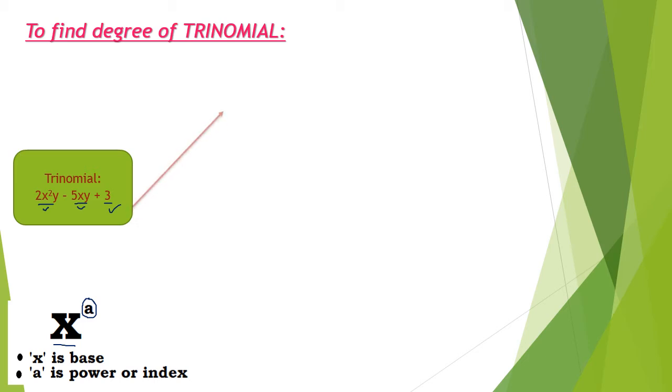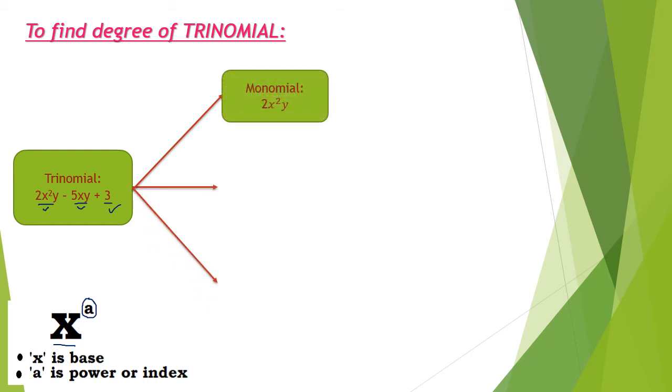Now let's divide this trinomial into three parts. Let's consider the first monomial, that is 2x square y. 2x square y is a single monomial. So let's find the sum of the powers of the variables. Sum of the powers of the variables will be 2 plus 1, it will be 3, isn't it? x has the power 2, y has the power 1, so it will be 3.